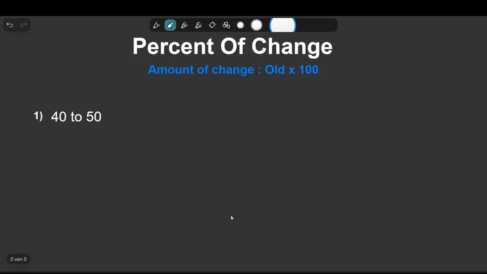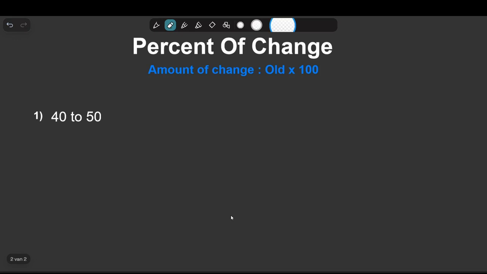And in this video I'm going to cover how to find the percent of change. So we have two examples that we're going to go through together in order to get this stuff down. Now when we calculate percent of change, we want to take the amount of the change, so the new number minus the old number, and divide by the old number. We then multiply that by 100 to convert that to a percent.